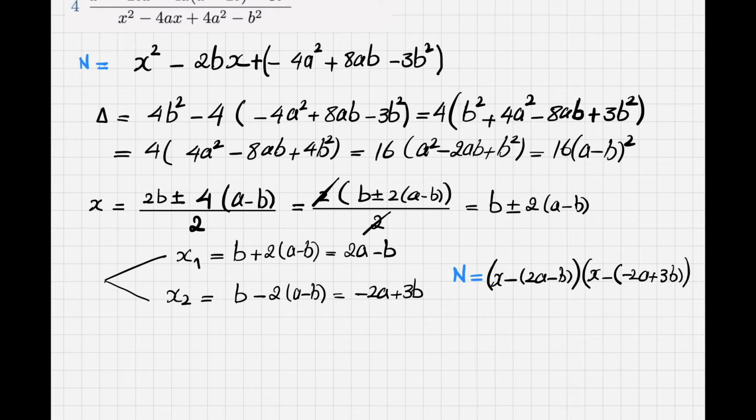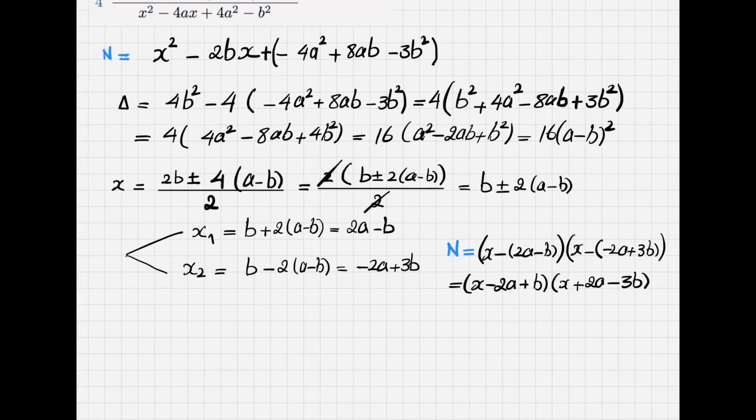So then it becomes equal to x minus 2a plus b, and then x plus 2a minus 3b. So that would be what I get for the numerator. And for the denominator, I can use the same trick. So what is my denominator? The denominator is again a quadratic polynomial. So let me write it more clearly here. So let me just copy and paste this again. So this is x squared minus 4ax plus 4a squared minus b squared.